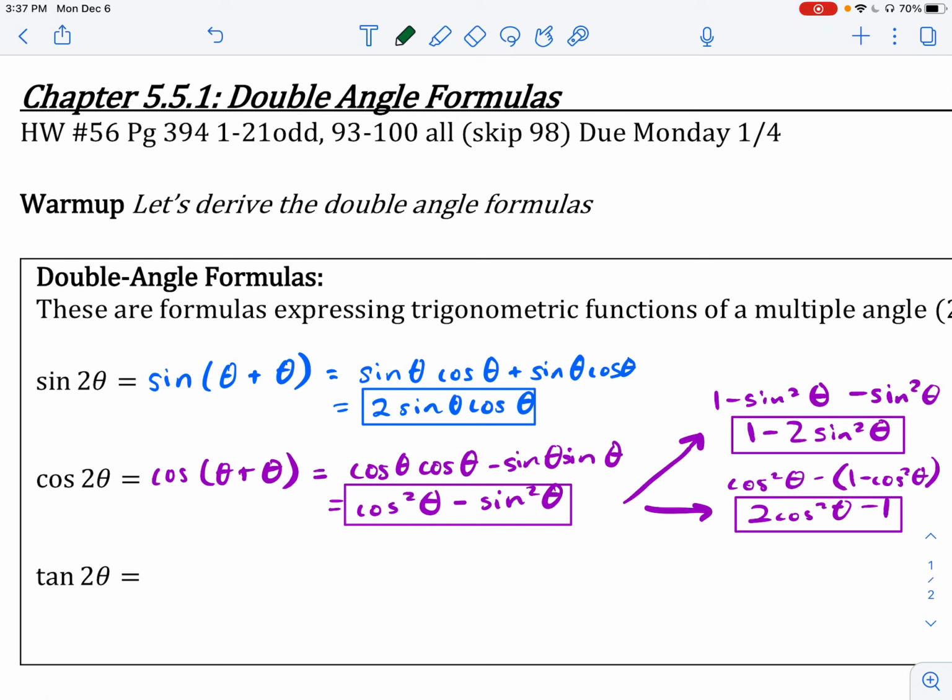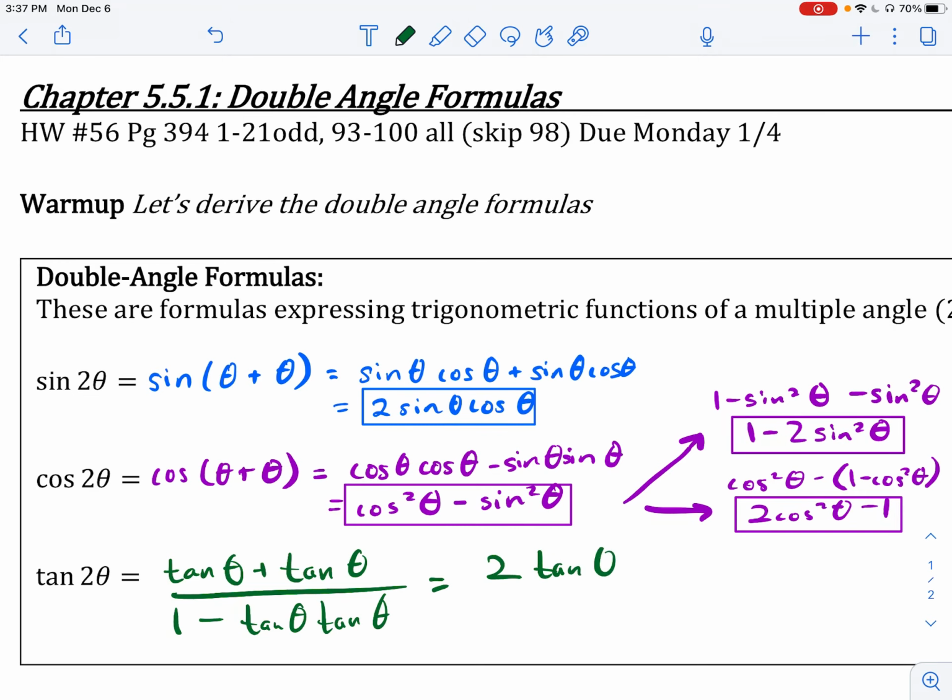Okay, all right, now finally, let's do tangent of 2 theta. Again, using the sum formula, hopefully you get the picture by now. This would be tangent theta plus tangent theta, all over 1 minus tangent theta times tangent theta. This is just the sum formula for tangent, which we then rewrite as 2 tangent theta all over 1 minus tangent squared theta.